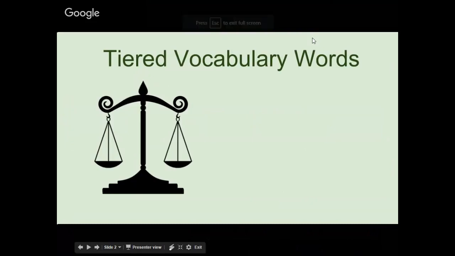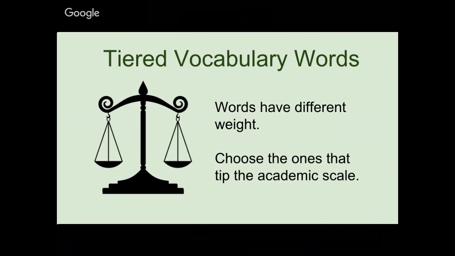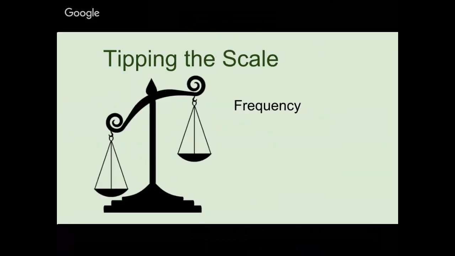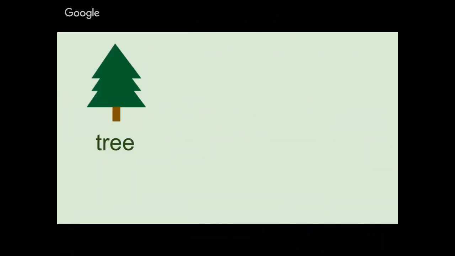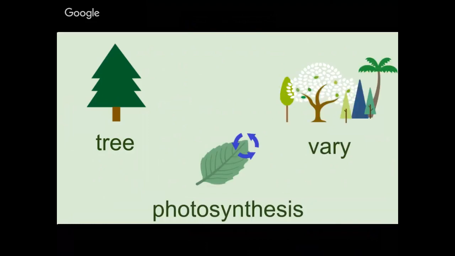Words That Matter. I think of vocabulary instruction as a tiered system. And words have different weight, and we choose the ones that tip the academic scale for students. That's what tier means. And the things that tip the scale are the frequency of the words and how they're used across content areas. So let's take three examples. We have tree, photosynthesis, and vary.